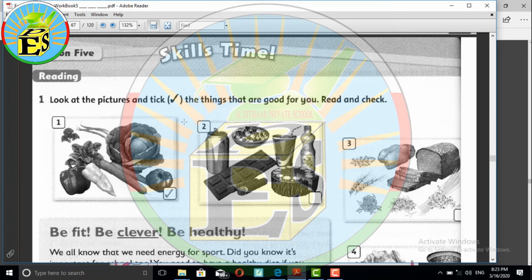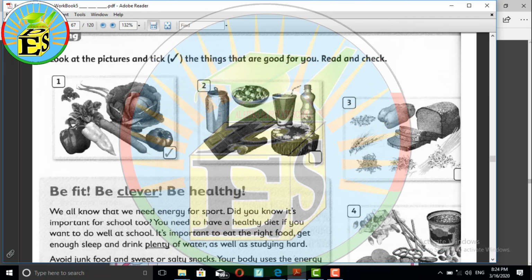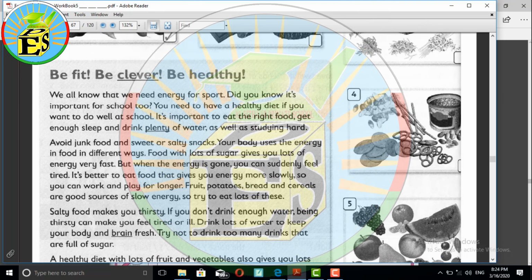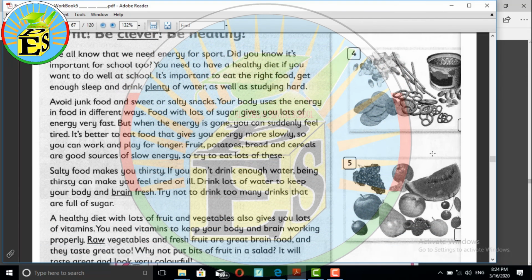Reading. Look at the picture and tick. Put this mark for the things that are good for you. Read and check. Okay? Is this good for us? Yes, he put a tick. This picture number 2: cakes, chocolate, fizzy drinks, also fizzy drinks. I think this is ice cream, not good. So he made a cross. Here, picture 3, whole grains: bread, cereal, rice. Yes, this is good for us. So make a tick. Last picture, what is this? Biscuits, nuts. I think this is not good for us. So make a cross.